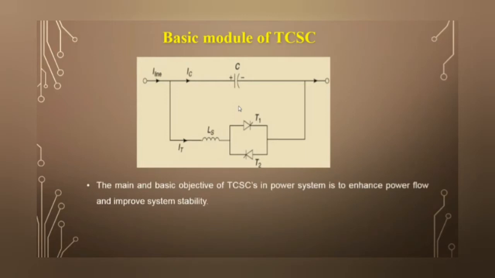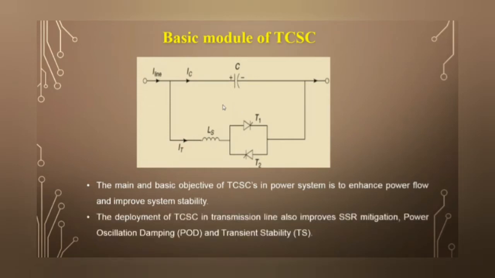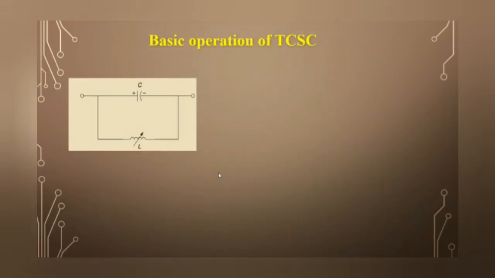The main and basic objective of TCSC in a power system is to enhance the power flow and improve system stability. The deployment of TCSC in a transmission line also improves SSR mitigation. SSR means subsynchronous resonance. It also helps with power oscillation damping, POD, and transient stability. So the basic model of TCSC comprises a series capacitor in parallel with a thyristor controlled reactor. So the basic operation of TCSC, this is a basic figure of TCSC.